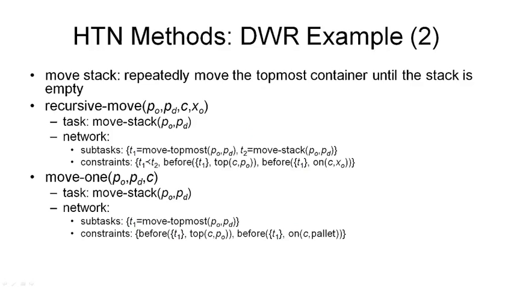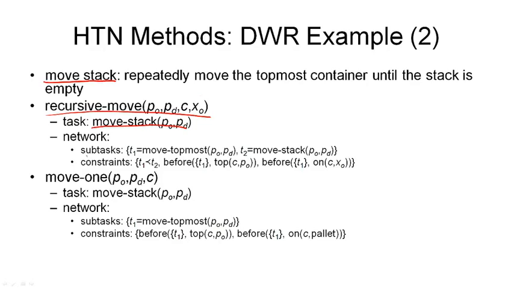But sometimes a more general approach can also come with difficulties, and that's what the second example of HTN methods illustrates. This is again taken from our DocWorker robot domain, and it's the example of moving a stack by repeatedly moving the topmost container until the stack is empty. And again, we have two methods that accomplish this, and these are the recursive move method we've seen earlier, from PO to PD, moving container C from container XO, and it accomplishes the task of moving the stack from PO to PD, and it has the following network of subtasks.